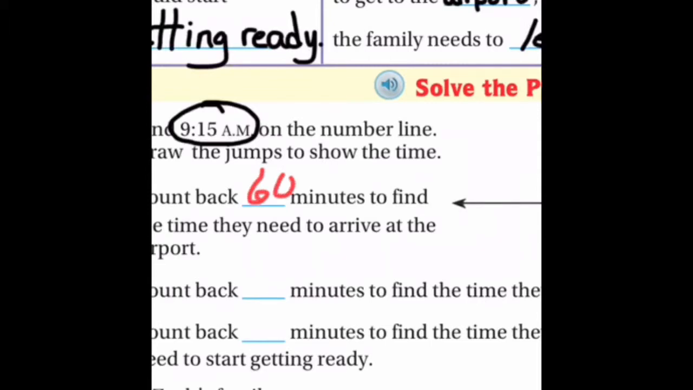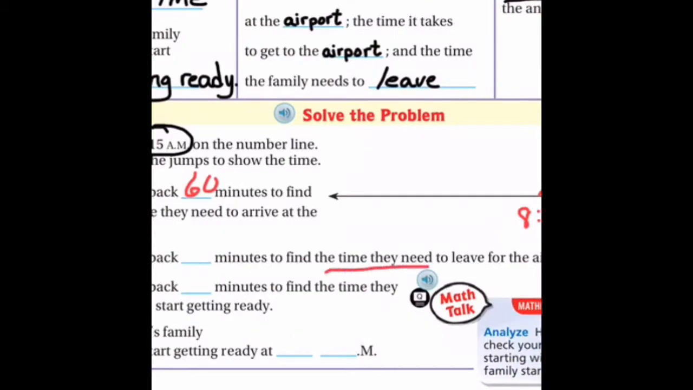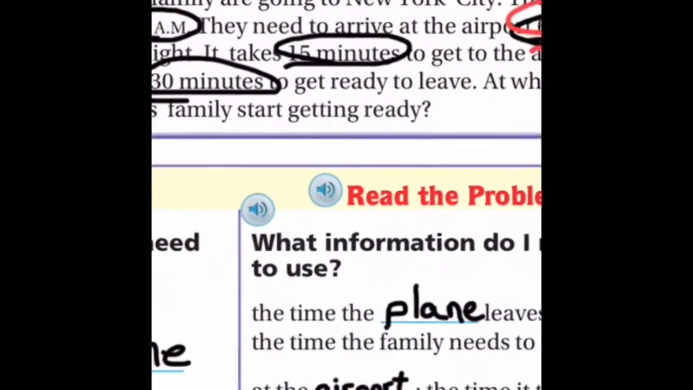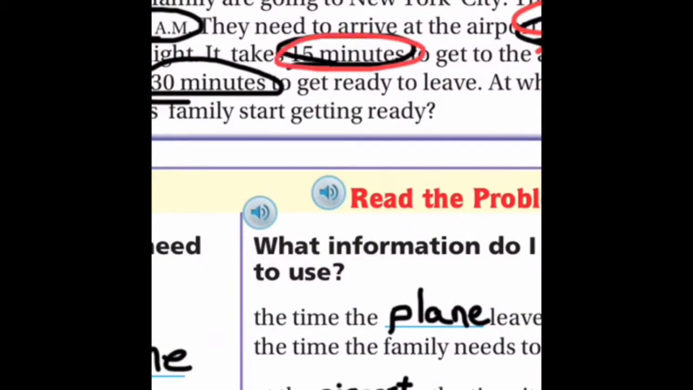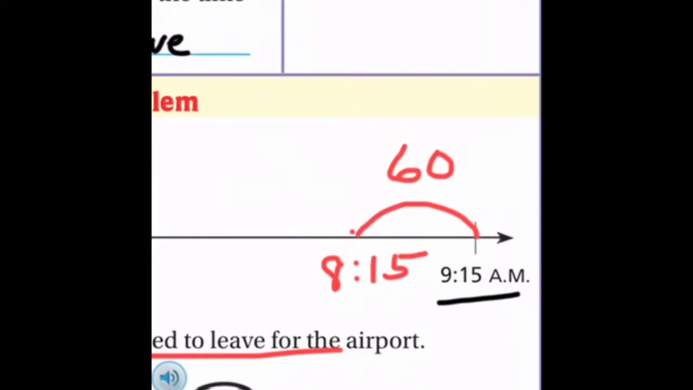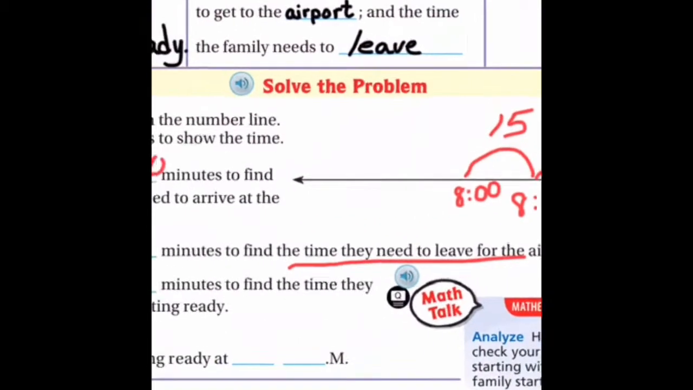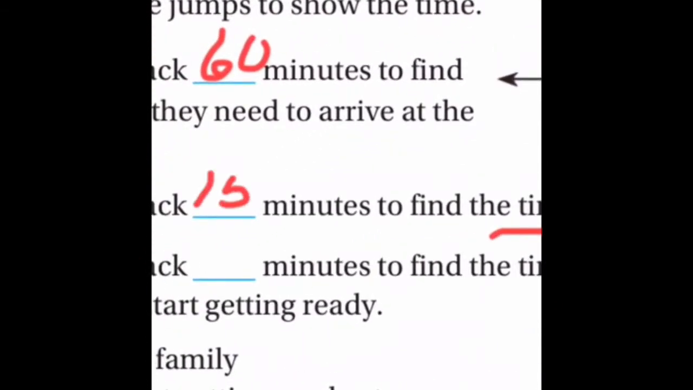All right. And then we have to count back a certain number of minutes to find the time they need to leave for the airport. So how long does it take them to get to the airport? Looks like it takes them 15 minutes to get there. So they have to take that into consideration and subtract 15 off. So 8:15 minus 15 is 8 o'clock. Right? So that was the 15 minutes right here.